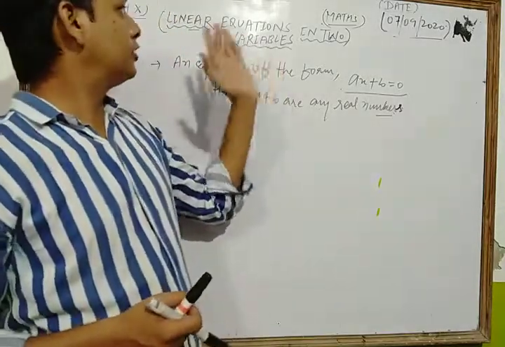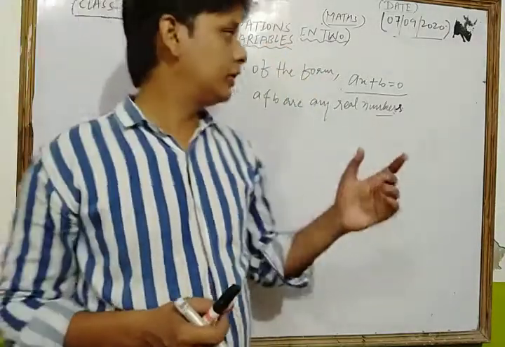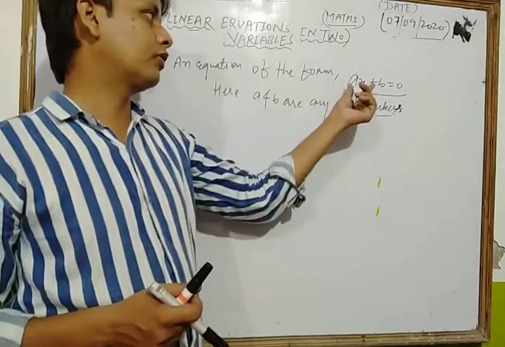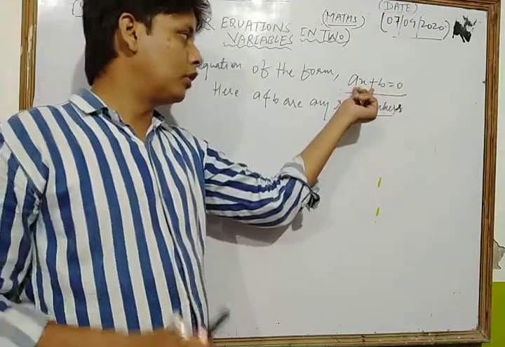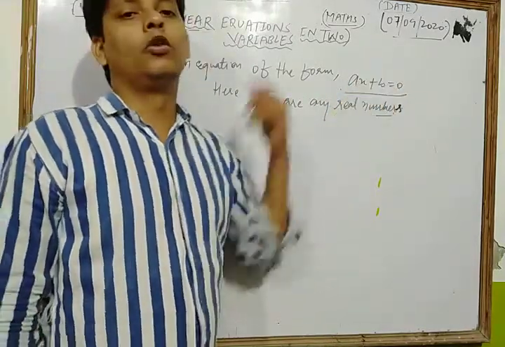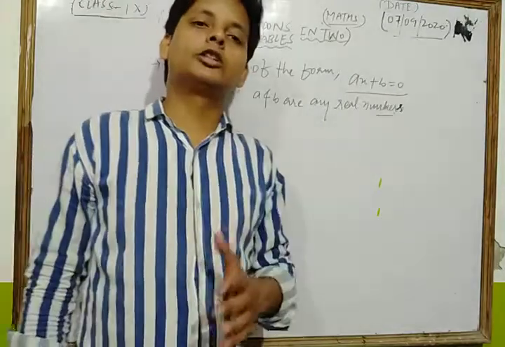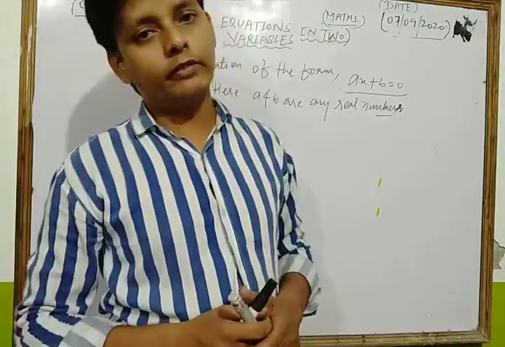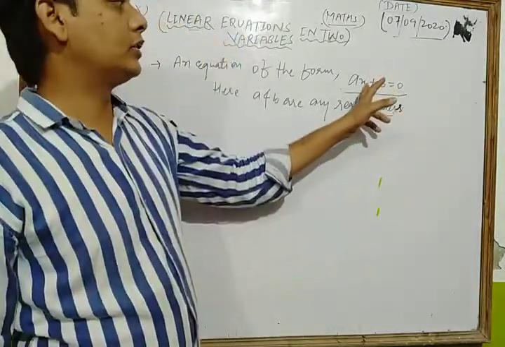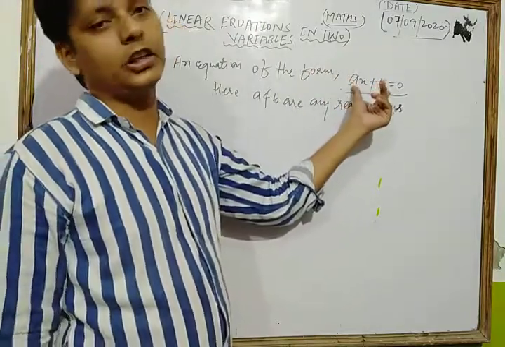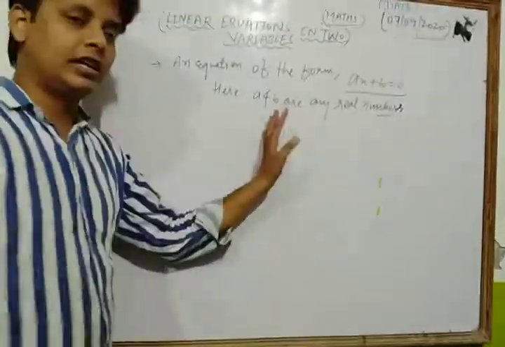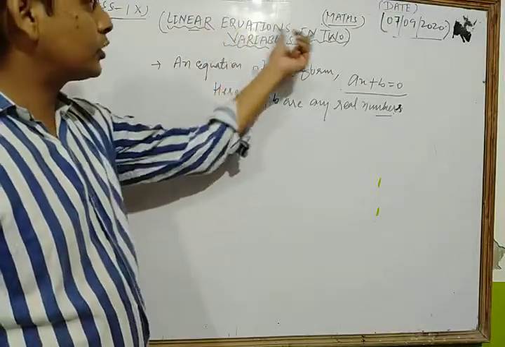Now in this chapter we just discuss the linear equation. So we discuss an equation of the form ax plus b is equal to 0, because the degree of x here is 1. What is the degree, dear students? The highest power of the variable is known as the degree. You know that very well. So here the highest power of x is 1, so it is a linear equation. Now it is clear. Now we discuss the linear equation in two variables.